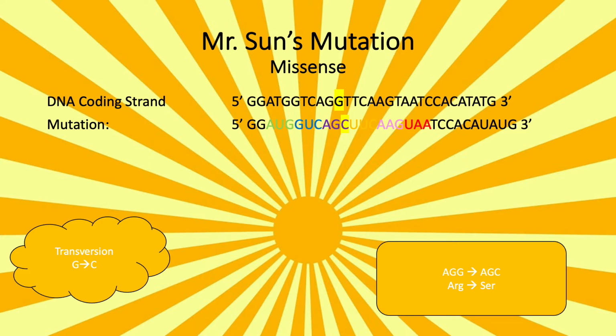The first character that underwent a point mutation was Mr. Sun. Mr. Sun's point mutation occurred in the third frame of the DNA coding strand. The third nucleotide originally was a G, but mutated into a C. This causes the resulting amino acids to change from AGG, or arginine, to AGC, or serine. This is called a missense point mutation because the resulting amino acid changes due to the mutation. This will also be a transversion because the G changed to C, which is a purine changing to a pyrimidine.